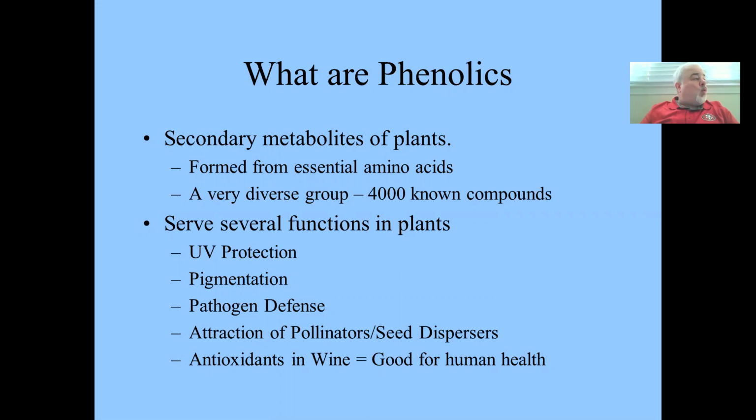So first of all, what are phenolics? They are metabolites of plants. In other words, products from the metabolism of plants using energy and going through the cellular chemical processes of growing and living. And so these byproducts that are created, these metabolites that are created, include these phenolics. And what are they made from? Amino acids. The essential amino acids make up proteins.